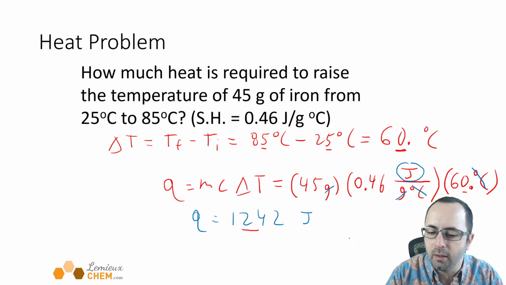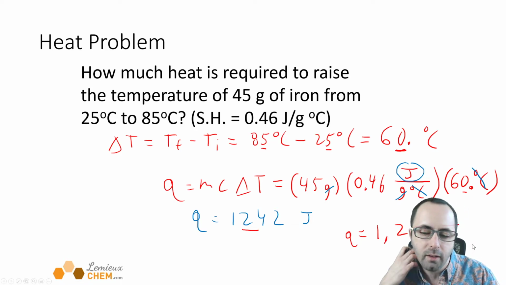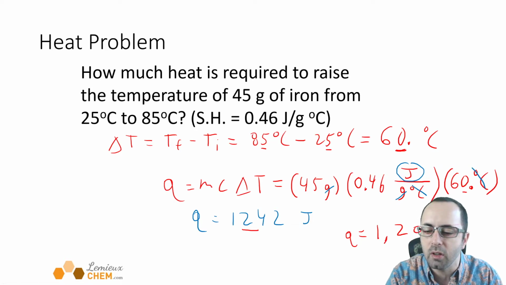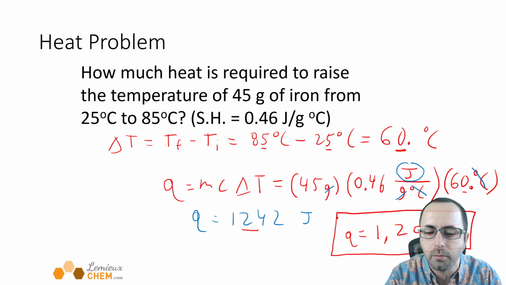So my final answer is going to be Q equals 1,200 joules, because I rounded down. Since we had a 4 here, I rounded the 2 down, and I put 1,200. Don't forget to write the placeholder zeros. They're not significant digits, but they are important to make the number big enough. If you don't write them, your number will be too small. And that's the answer, 1,200 joules.